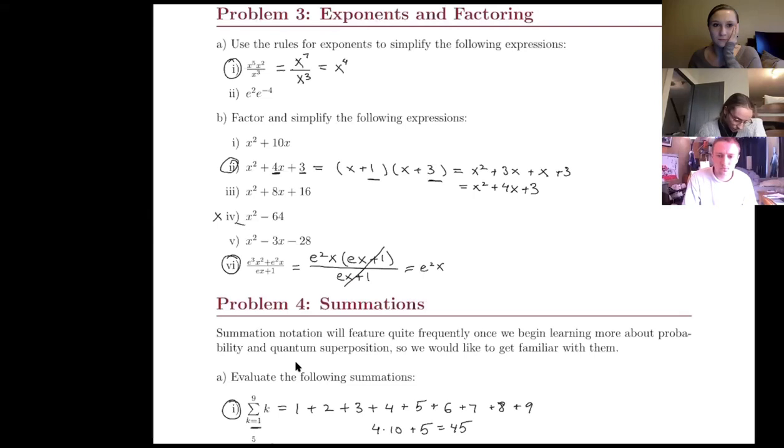Like this one, difference of squares is just the square root of the first one plus the square root of the second one, times the square root of the first one minus the square root of the second one. I hope that answers that.